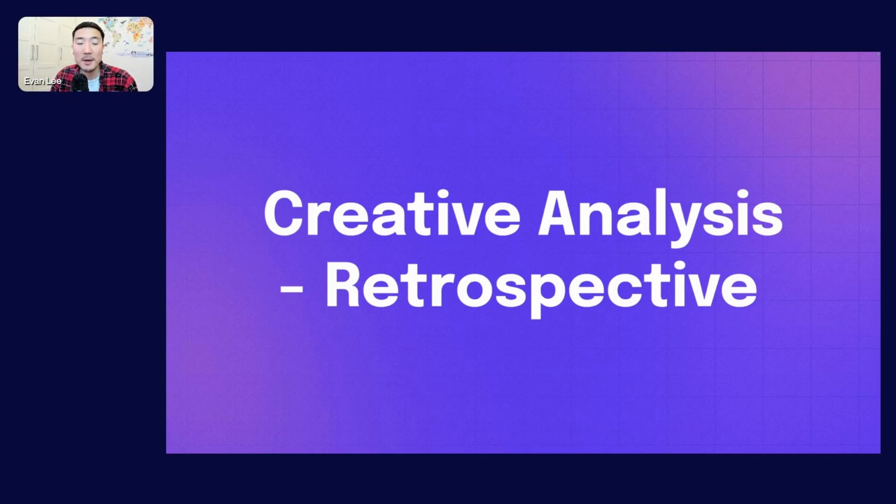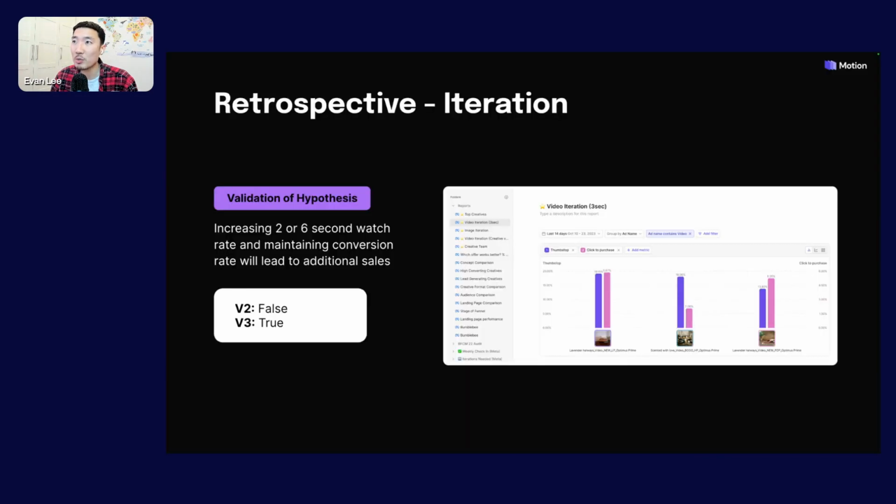So when I'm thinking about a retrospective, what's really helpful is that hypothesis I just mentioned. Because we have a hypothesis that we've aligned the team around, what we're doing is similar to science class: we're validating that hypothesis to be true or false. In my case here, I won't get too deep into it, but just as a reminder, we wanted to increase our 2 or 6 second watch rate while maintaining conversion rates.